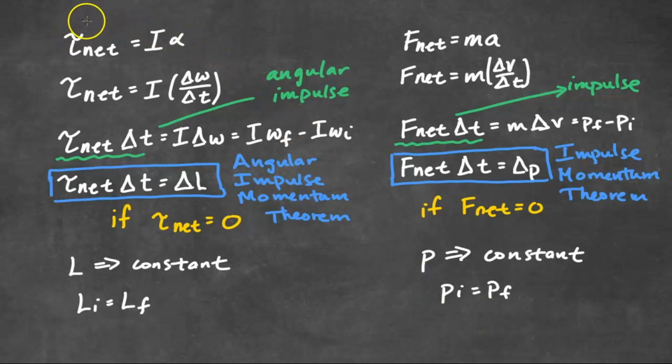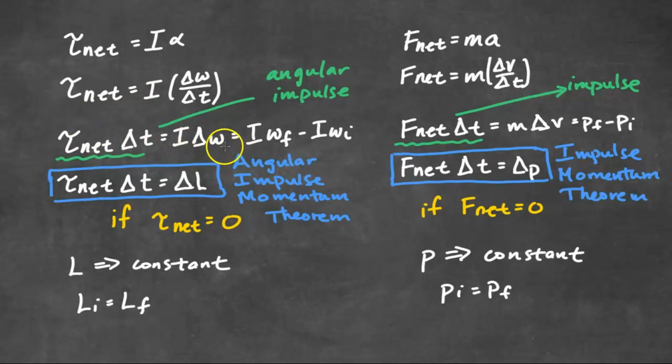We're going to start with the rotational version of Newton's second law, which is the net torque is equal to the rotational inertia times the angular acceleration. Now, angular acceleration is the change in angular velocity over the change in time. If I move the change in time to the left, I get the net torque times the change in time is equal to I delta omega.